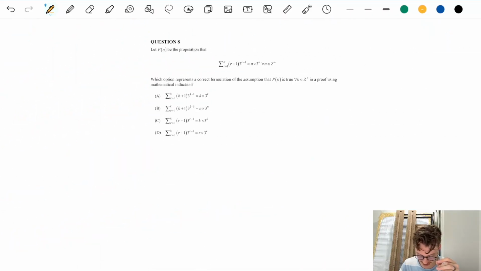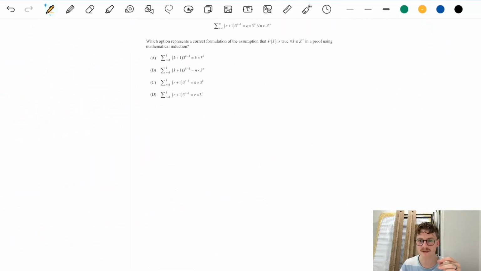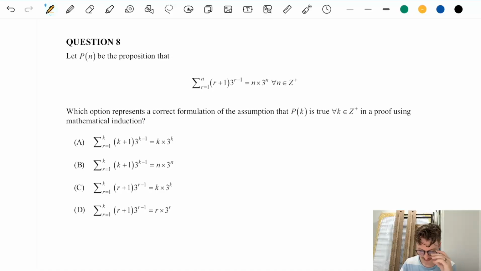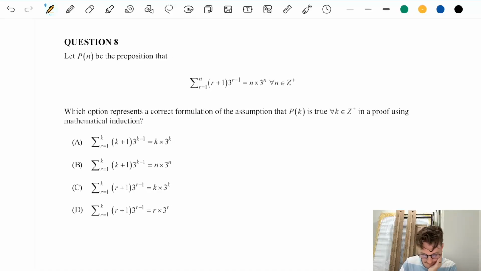Oh, that's the end of the page. Okay. Wow, a lot of space for question 8. Does that mean it needs a lot of work? Probably not. Let Pn be the proposition that... Okay, so it's induction. Which option represents a correct formulation of the assumption that pk is true for all values of k that's a positive integer in a proof using mathematical induction?